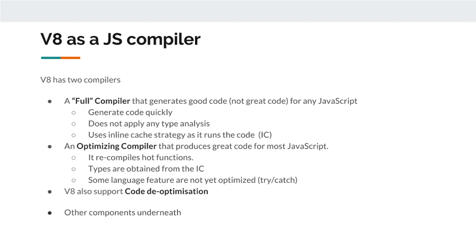The optimizing compiler produces great code for most JavaScript, but it is slow. It recompiles hot functions. What are usually hot functions? Whenever V8 detects that, okay, this function, like add, is being called twice, three times, or more, this function becomes a candidate for a hot function. Hot function means a function that is mostly used inside your programming, your application.